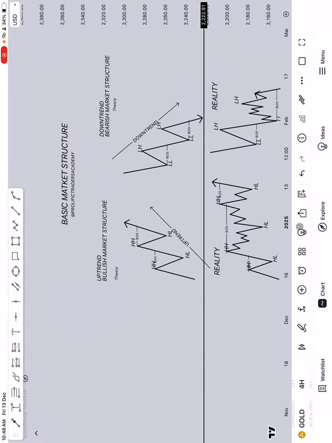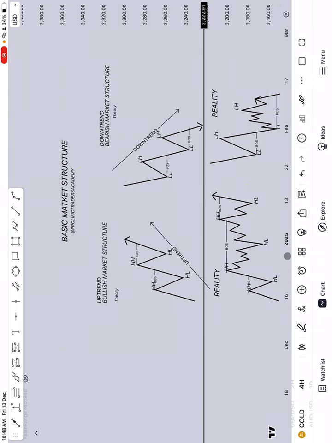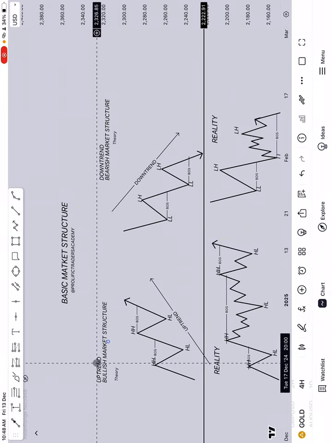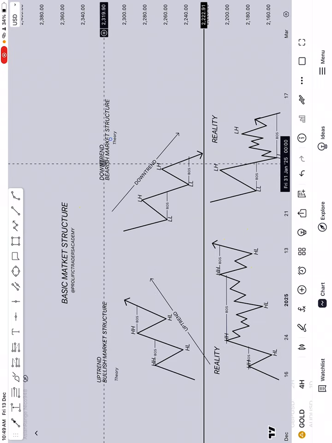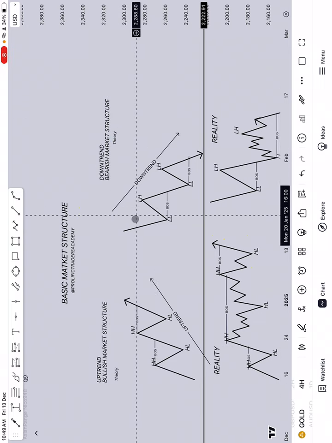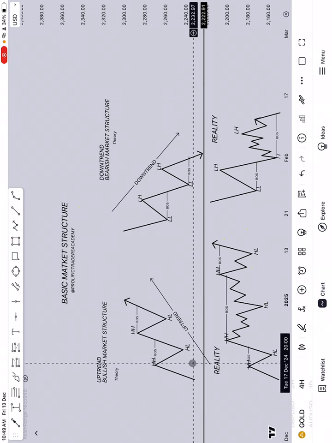Remember, firstly we started with what? Basic market structure, the prolific traders. I've showed you guys the uptrend, the bullish market. We have the downtrend, the bearish market.